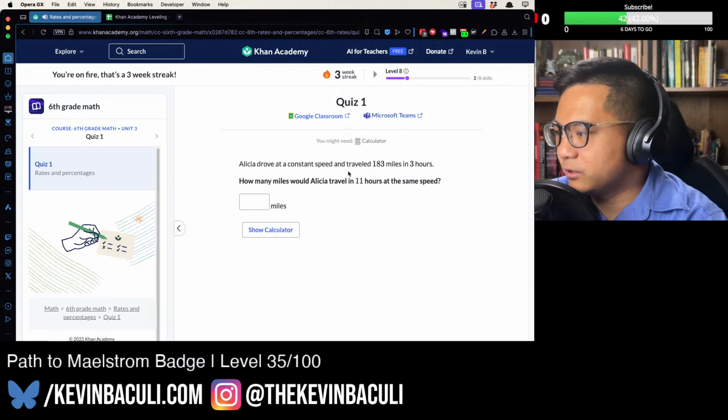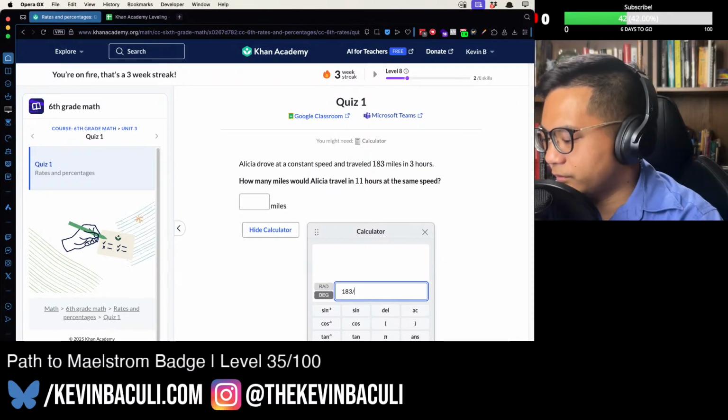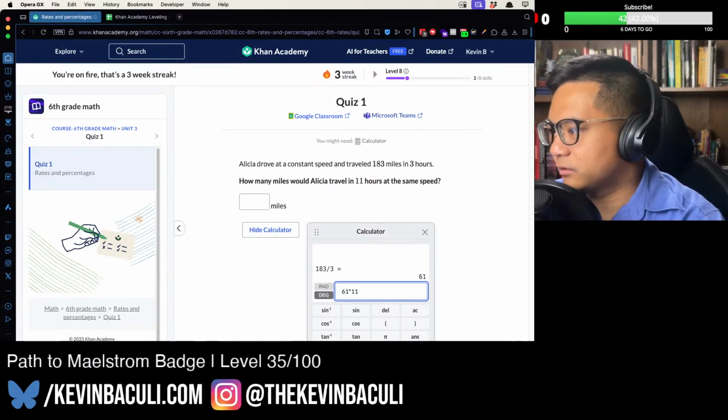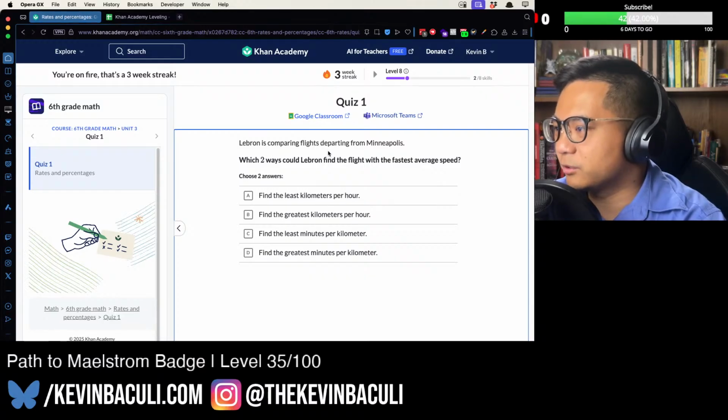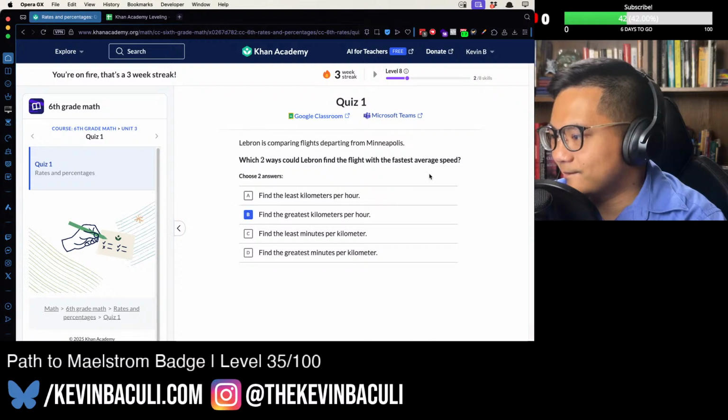Alicia drove at a constant speed and traveled. Okay, so 23 divided by 3 times 11. 671. LeBron is comparing flights departing from Minneapolis. Which 2 ways could LeBron find the flight with the fastest average speed? Find the least kilometers per hour. Find the least minutes per kilometer.